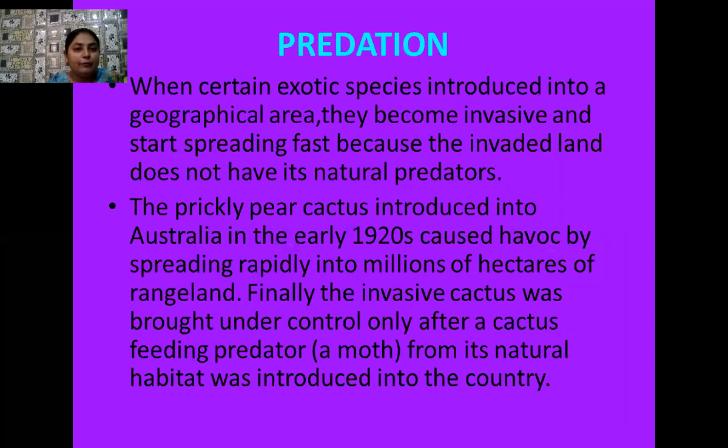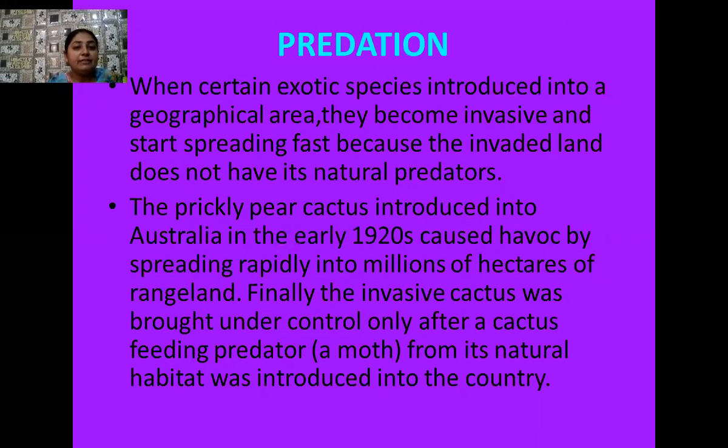Here I want to give you one example. When some exotic species, that is a species coming from some other habitat, is introduced into a geographical area, then it becomes invasive in that area and starts spreading fast because the invaded land does not have its natural predators. One incident took place in the year 1920 in Australia. Here a prickly pear cactus was introduced from some other country and it caused havoc by spreading rapidly over millions of hectares of land in Australia.